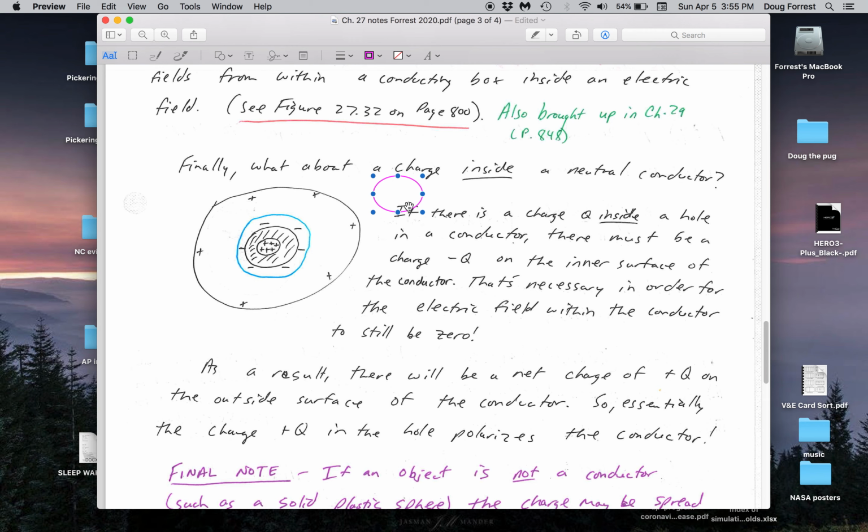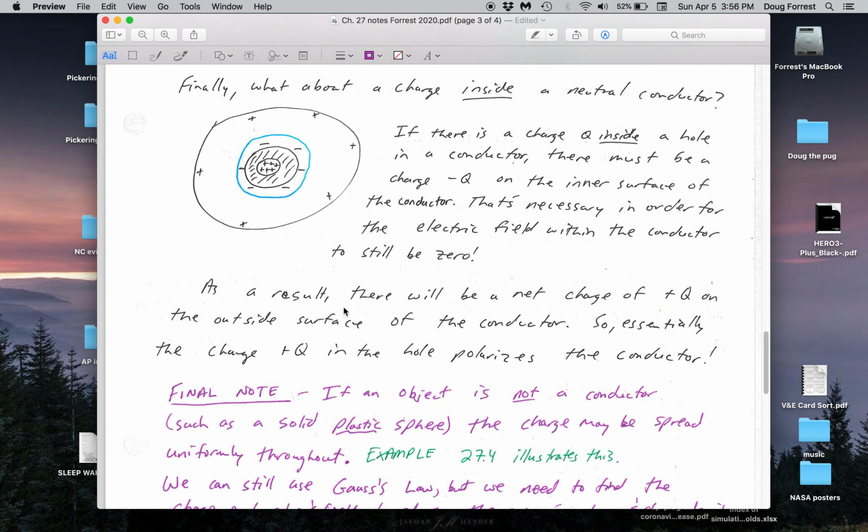If I now had this, gotta make it a little smaller, as my Gaussian surface, this pink line, there would be a net flux in here because it's only containing those positive charges. But within this conductor itself, there can't be any flux, and there can't be any charge enclosed.